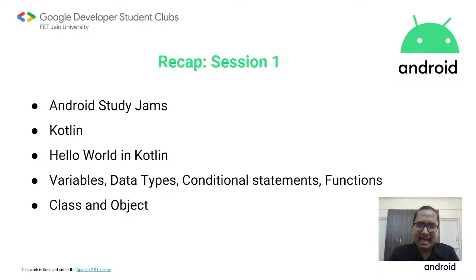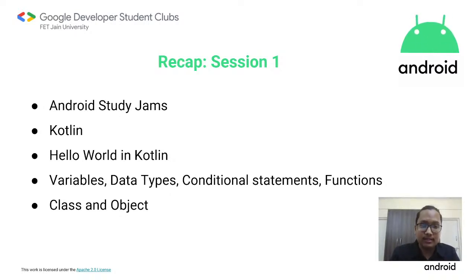So let's have a quick recap on what we went through with our first session. We learned about Android study jams, right? And we learned about the basics of Kotlin, why it was introduced, why we needed Kotlin. We made a simple Hello World program in Kotlin using the Kotlin playground. We learned about variables like immutable and mutable variables. Please keep in mind that immutable variables are those that cannot be changed, and mutable variables are those whose value can be changed later on.